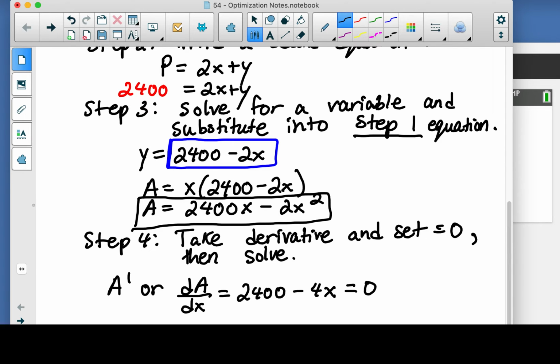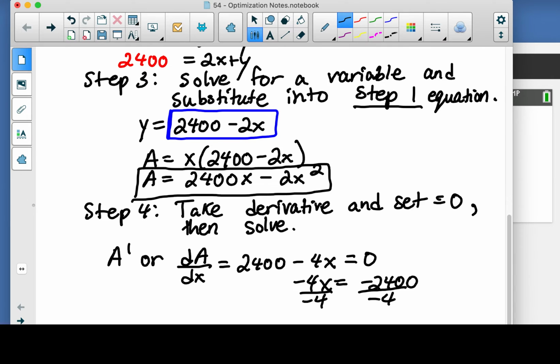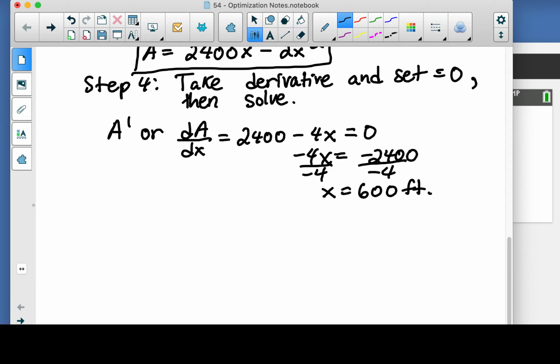So we're setting this equal to 0 and solving. We will get negative 4x equals negative 2400. Divide by negative 4, and we'll get x is equal to 600. We were working with feet, so this will be 600 feet. That is our x value, one of our dimensions. This could be the width, it could be the length, whatever you decide to make it.